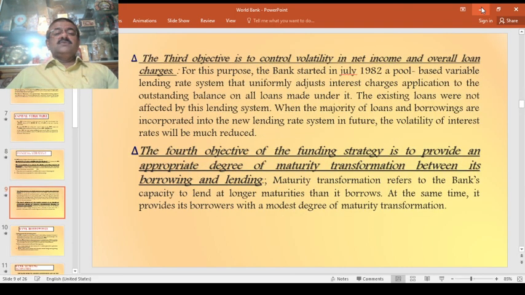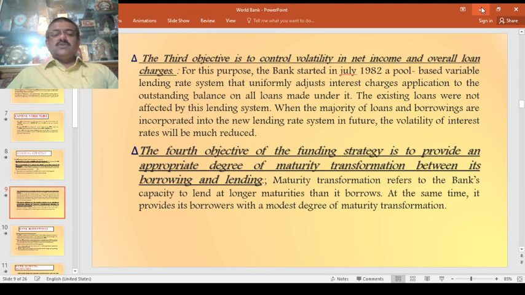The third objective is to control volatility in net income and overall loan charges. For this purpose, the bank started in July 1982 a pool-based variable lending rate system that uniformly adjusts interest charges applicable to the outstanding balance on all loans made under it. The existing loans were not affected by this lending system. When the majority of loans and borrowings are incorporated into the new lending rate system in future, the volatility of interest rates will be much reduced.